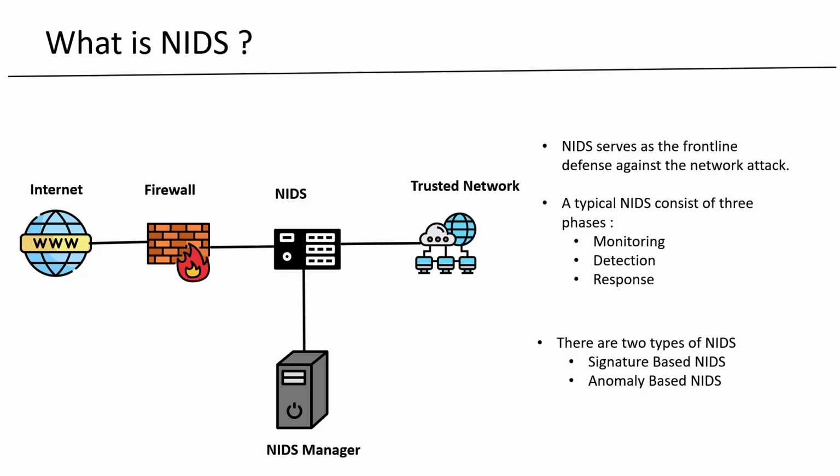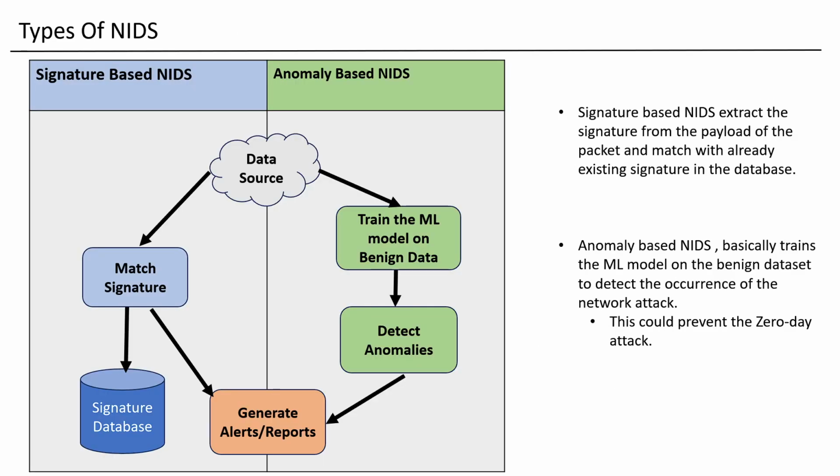Now, based on the attack detection paradigm, NIDS is broadly classified into two, that is, signature-based NIDS and anomaly-based NIDS. We will look at both of them one by one. Now, the signature-based NIDS extracts the signature from the payload of the packet and matches it with already existing signatures in the database. The problem with the signature-based NIDS is that it is not secure against zero-day attacks. Zero-day attacks are attacks that have been launched for the first time. And secondly, they are prone to signature obfuscation.